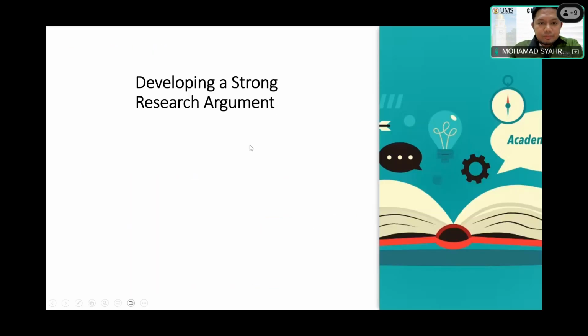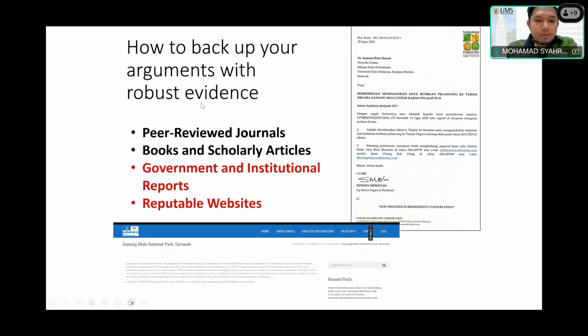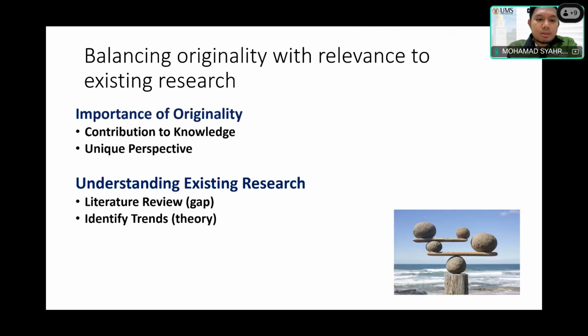Yeah, and developing a strong research argument. If the argument comes up, yeah, this is the basic one from the website. If the website is the most legit website, the government website, for example, you request the data from the government authority, the authorities itself. Yeah. Okay. This one.